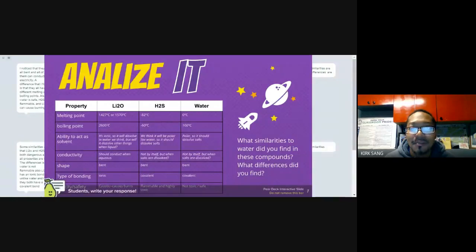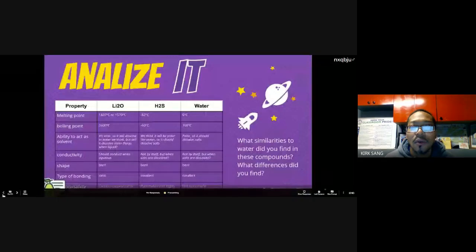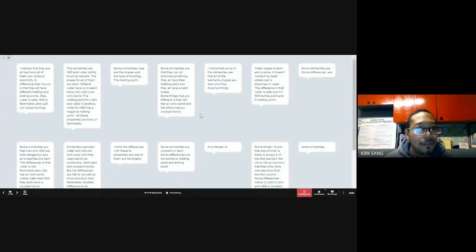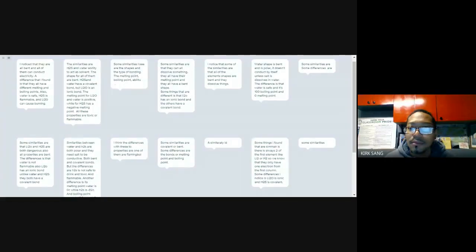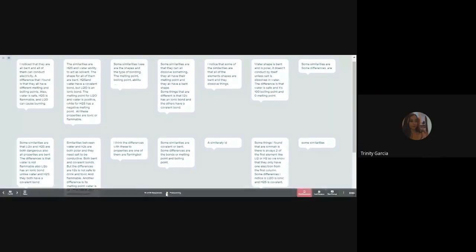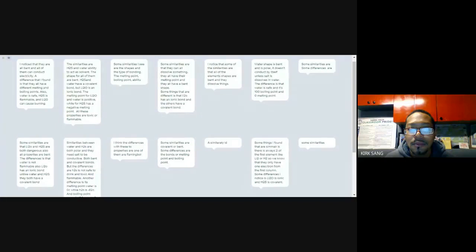Trinity, I see you have some specific ideas there. Could you share with us what you found similar and what you found different? I said that they are all bent and all of them can conduct electricity. And the difference that I found is that they all have different melting and boiling points. And water is safe and not toxic. H2S is flammable and Li2O can cause burning. All right, thank you so much, Trinity.